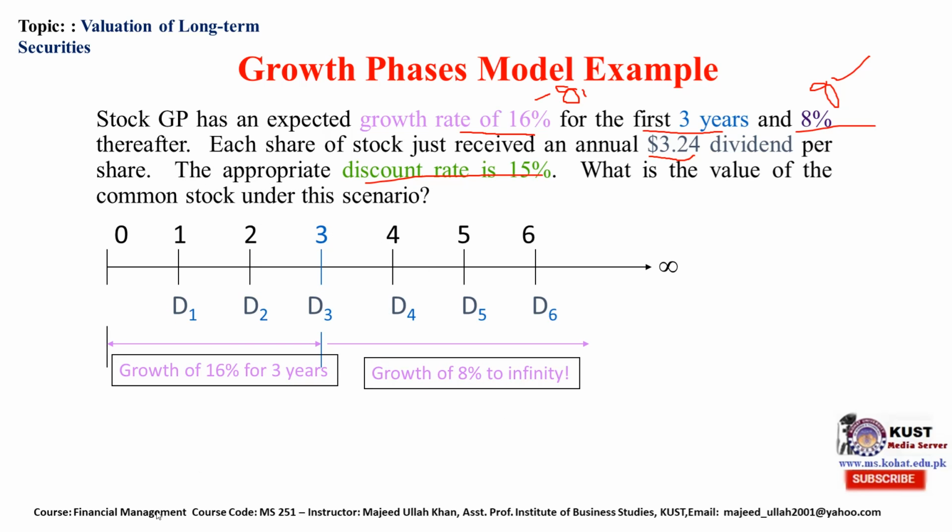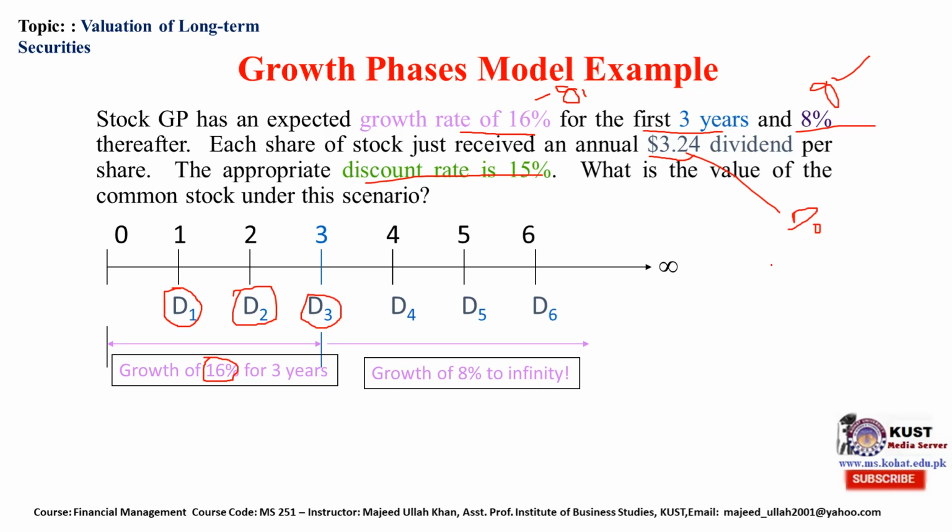So this situation in a timeline will be like this. This D1 will be obtained by using this 16% growth rate. D2 will be using this rate. D3 will be using this rate. So how will we get this one? This is basically a dividend called D naught. D naught is this one.